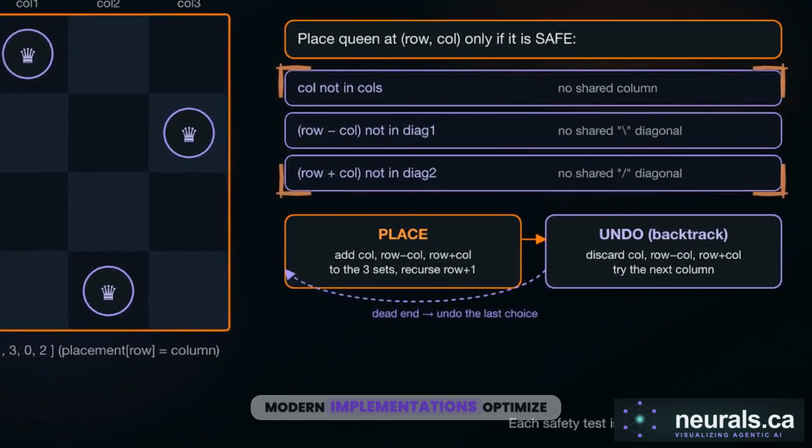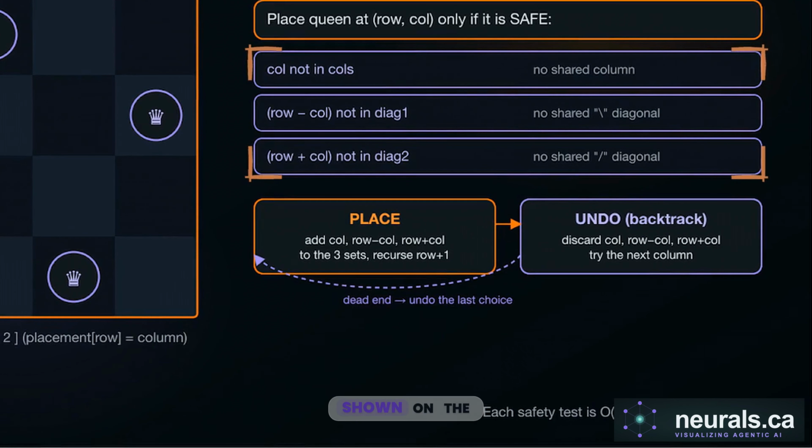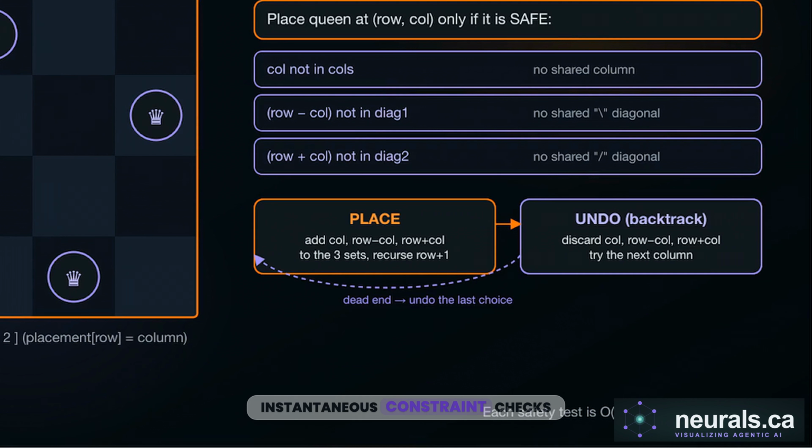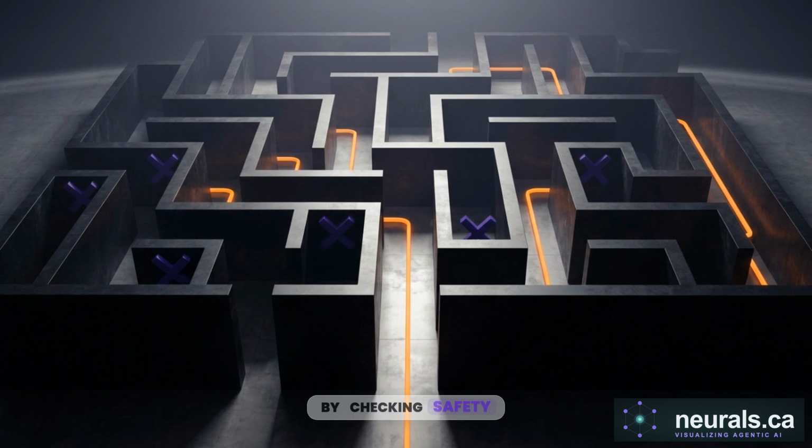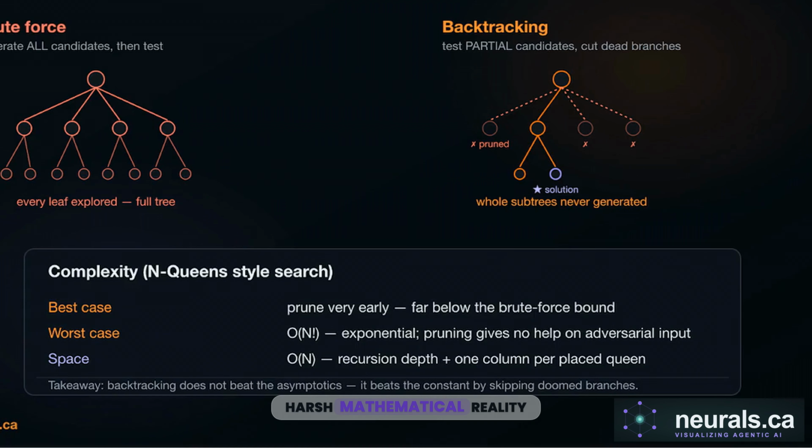Modern implementations optimize this further. As shown on the right, the algorithm tracks safety using 3 mathematical hash sets, columns and both diagonals, allowing instantaneous constraint checks. By checking safety at the top of every loop, the algorithm turns an impossible maze into a systematic, self-correcting march. But there is a harsh mathematical reality here.